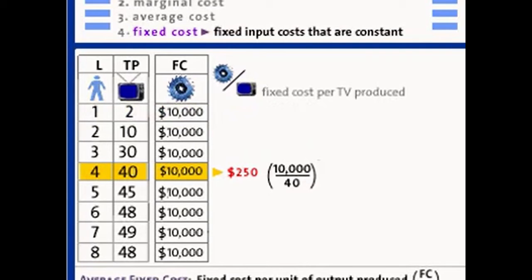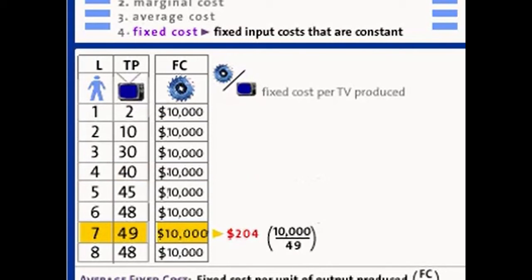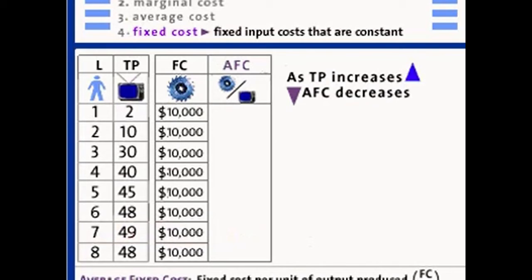Notice that as long as you're producing more television sets, your average fixed cost is getting smaller and smaller and smaller. If we ever went into an inefficient production where we added more workers and the number of television sets produced actually decreased, well, in that case, our average fixed cost would be rising again. But as long as you produce more sets, average fixed cost is shrinking.